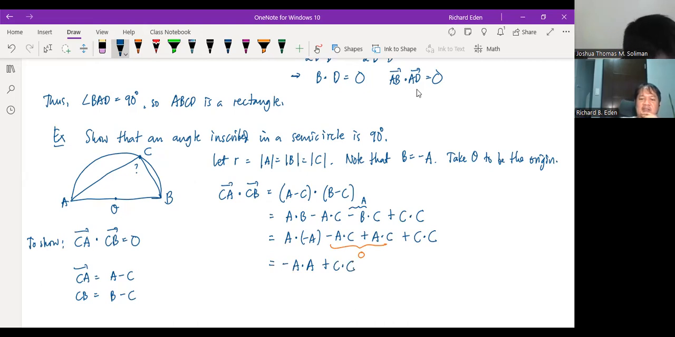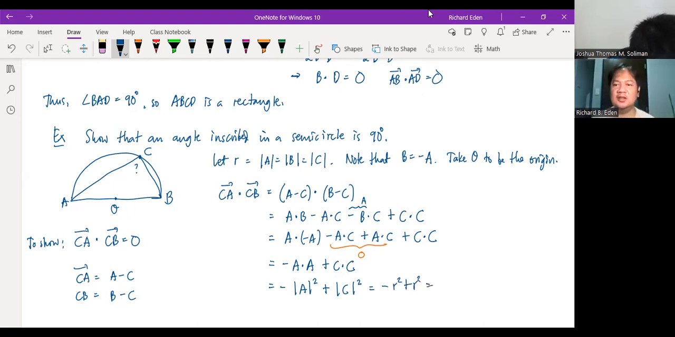But do you see now what's going to happen? Negative A dot A, that's the square of OA, and C dot C, that's the square of vector OC. So in general, this is what's going to happen. But because we are in a circle, the length of OA is R, the length of OC is R, so negative R squared plus R squared.